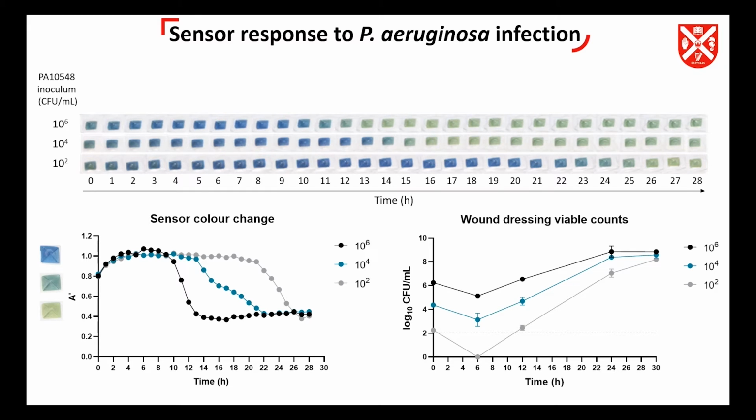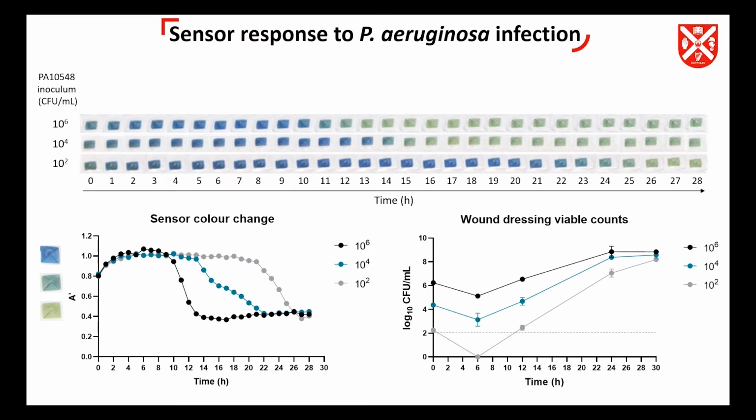PA10548, and I inoculated the skin with 3 different concentrations: high 10 to the 6, medium 10 to the 4, and low at 10 to the 2. And as you follow the indicator response over time, you can see that the 10 to the 6 changes first, followed by 10 to the 4, and then 10 to the 2, as you would expect.